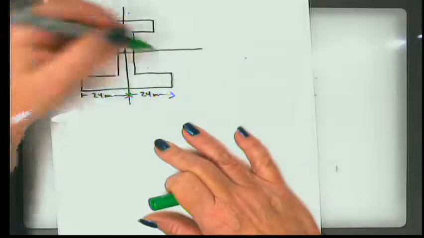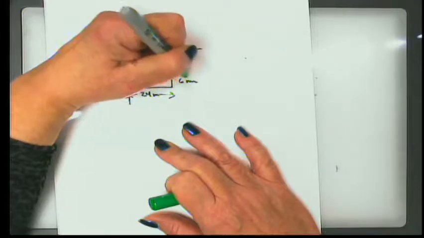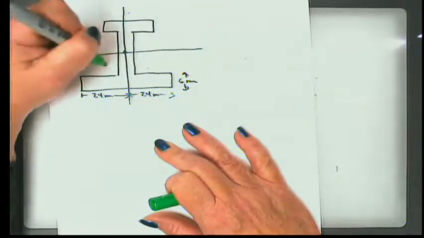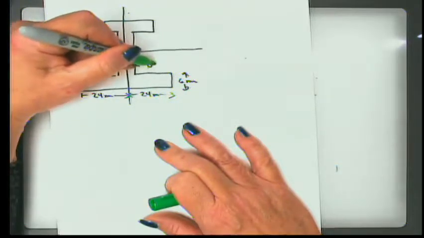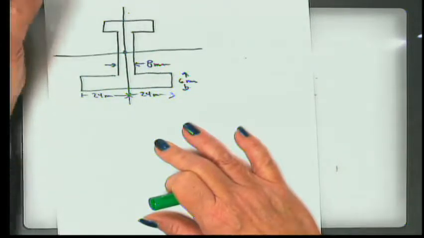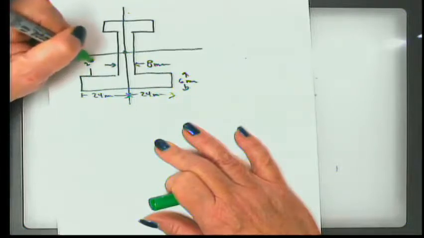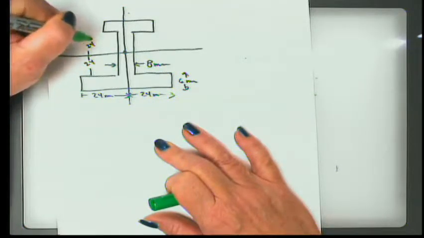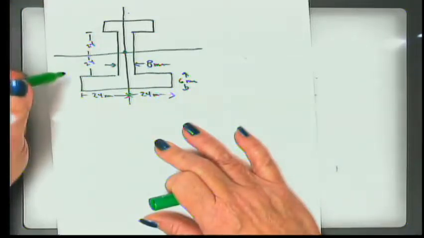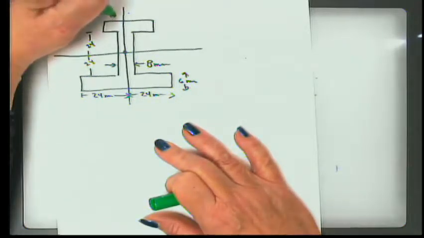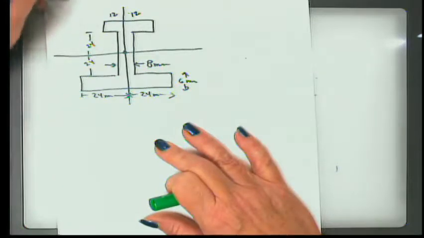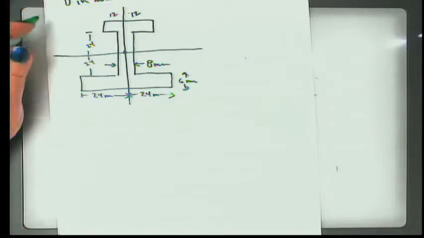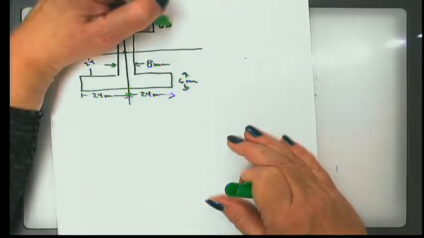The height of the bottom flange is 6 millimeters. The web is 8 millimeters thick, and it's 24 and 24 millimeters. So a total of 48 millimeters. And then my top flange, 12 and 12. I'm just going to put dimensions in millimeters, so I don't have to keep writing millimeters over and over again. And then it is also 6 millimeters high.